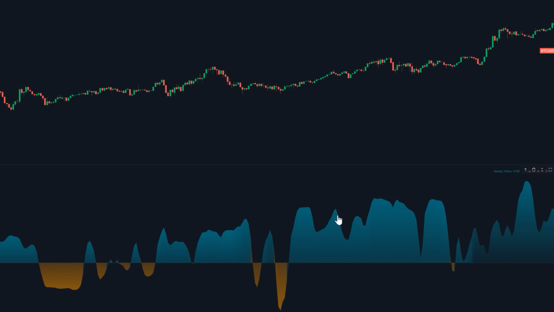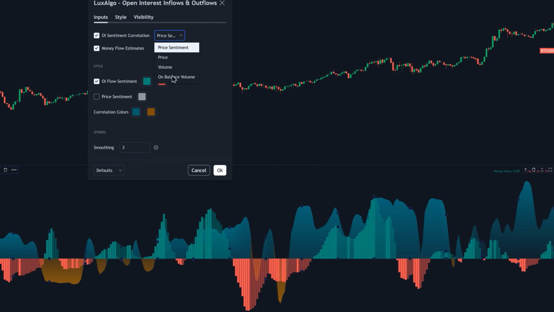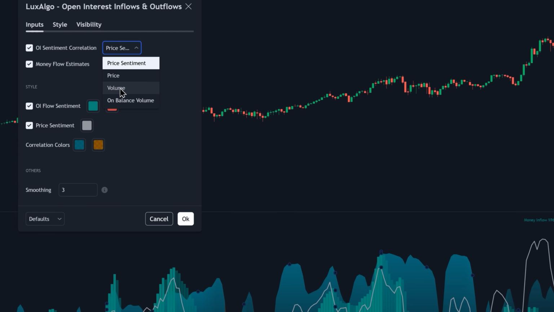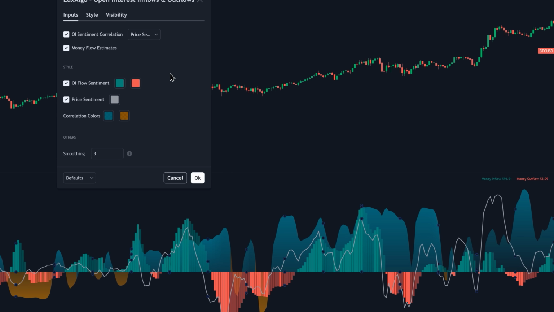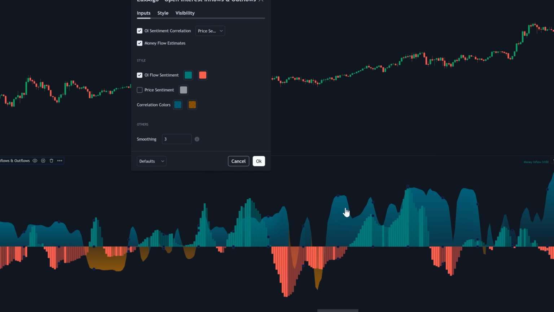And in the settings of this indicator, we can see that we can choose to correlate the histogram with the price sentiment, or the price itself, or the volume, or the on-balance volume. By default, it's set to price sentiment. Essentially, it measures how closely the open interest changes are related to movements in the selected data. So whenever it's above the zero level, it reinforces the current trend and adds extra confidence to the signals generated by the open interest histogram, and vice versa for when it's under the zero level.